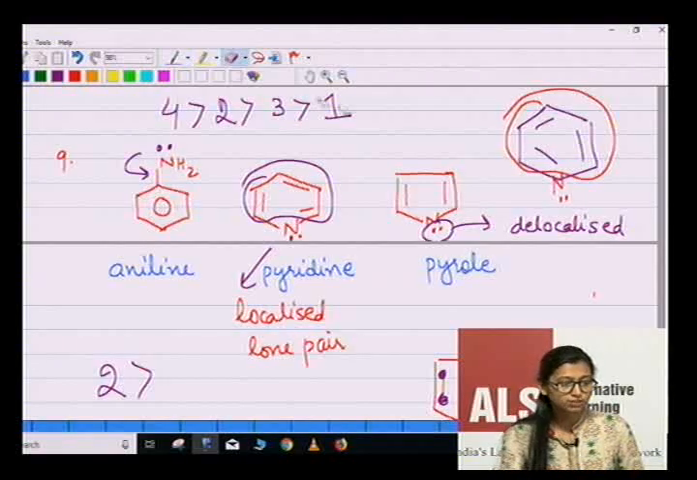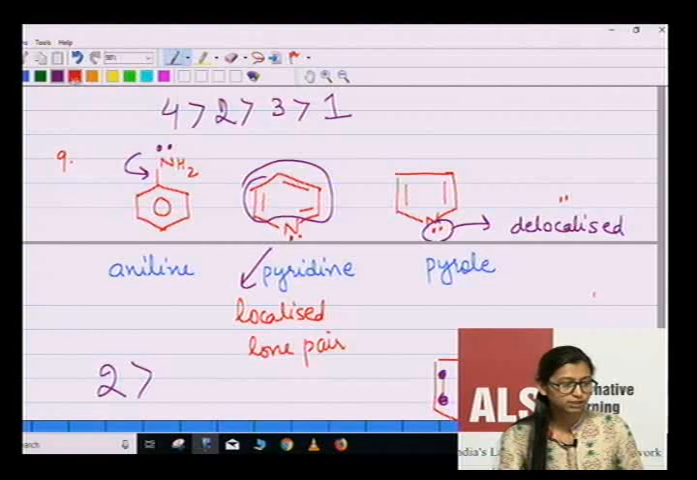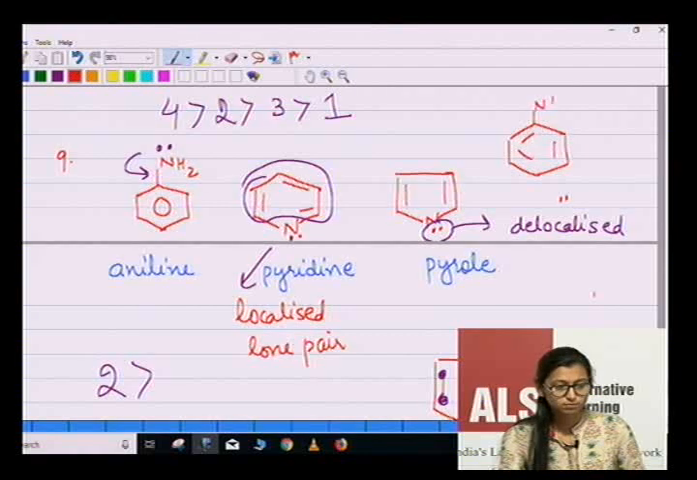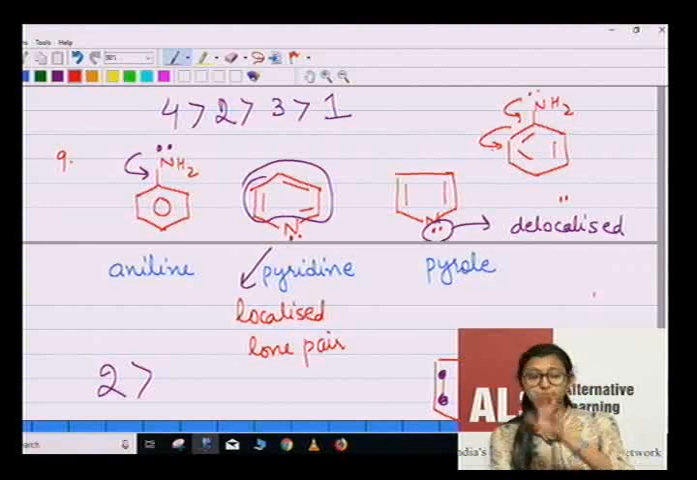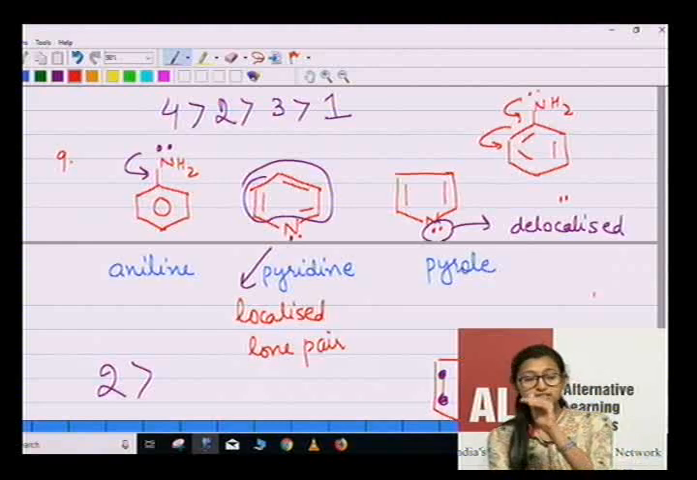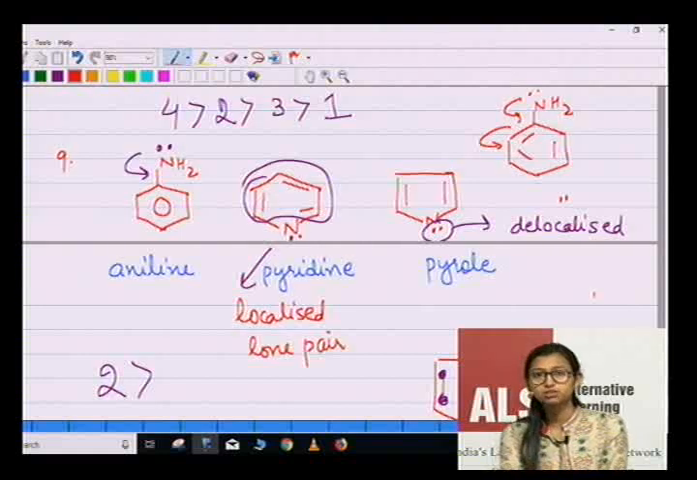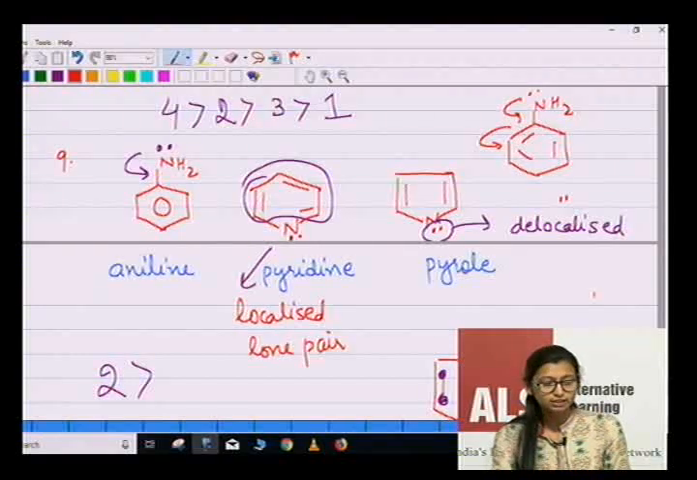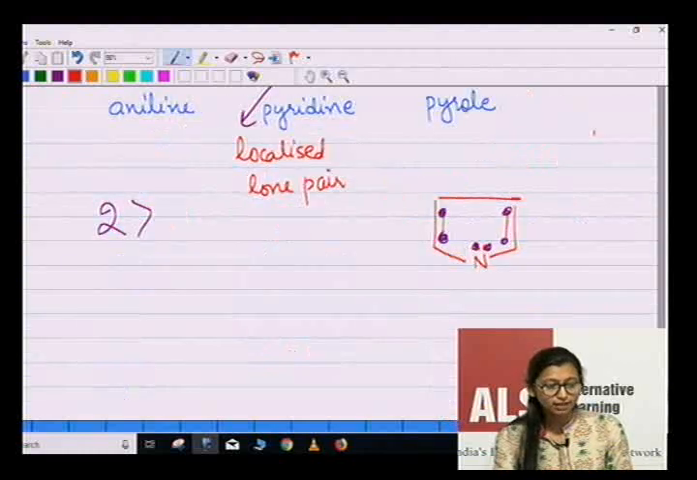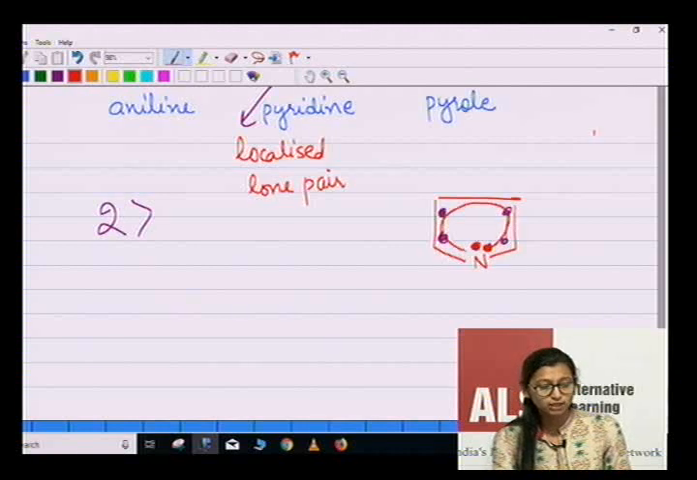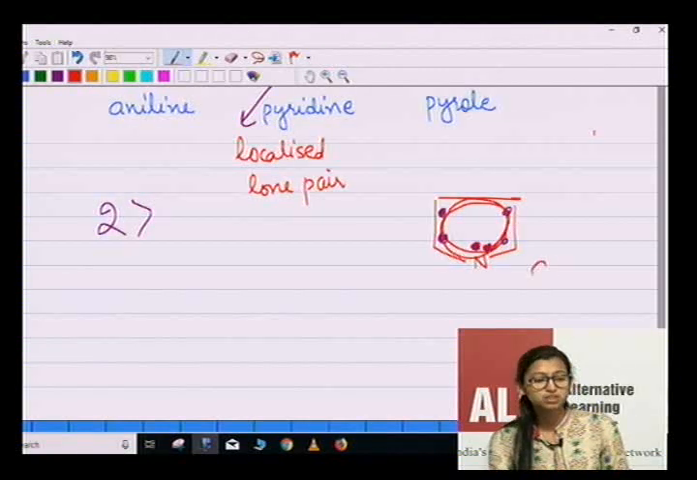If I draw the resonating structure for the first one, like for this one, if you draw the resonating structure, what will you see? There is no doubt the resonance will be there, but instead of gaining stability, when you draw the resonating structure, the ring will lose its aromaticity, okay? So that is one thing. Now one thing more which I am saying, that this particular nitrogen lone pair, when delocalized, only then the ring becomes aromatic.